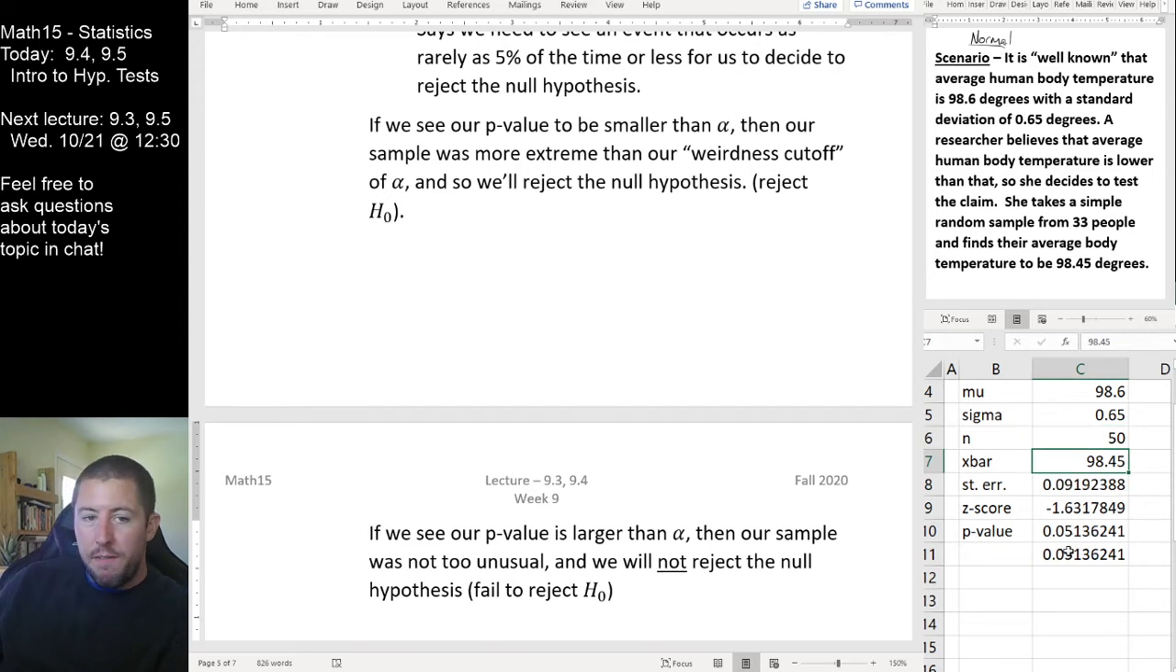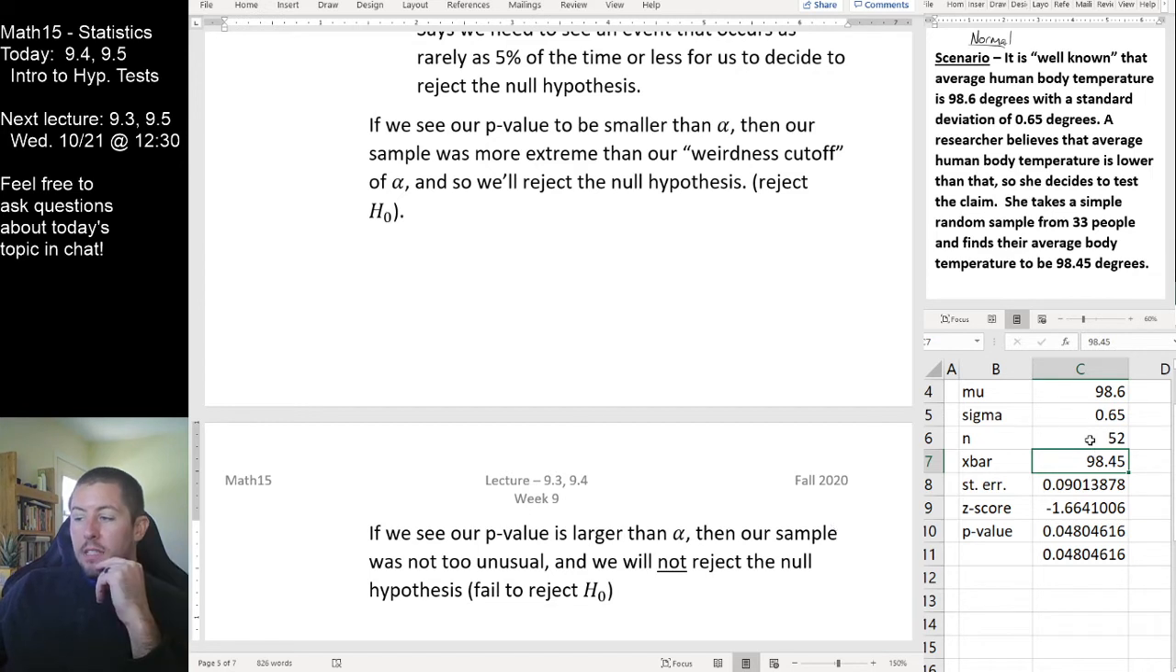At 50, I still am seeing that this type of sample would occur more than 5% of the time, 5.1% of the time. But it looks like we could maybe go to like 52, and it looks like we've now dropped past that alpha value threshold. So if I had given you this problem with everything the exact same, except the n value was changed from 33 to 52, then I would be making the opposite conclusion here.